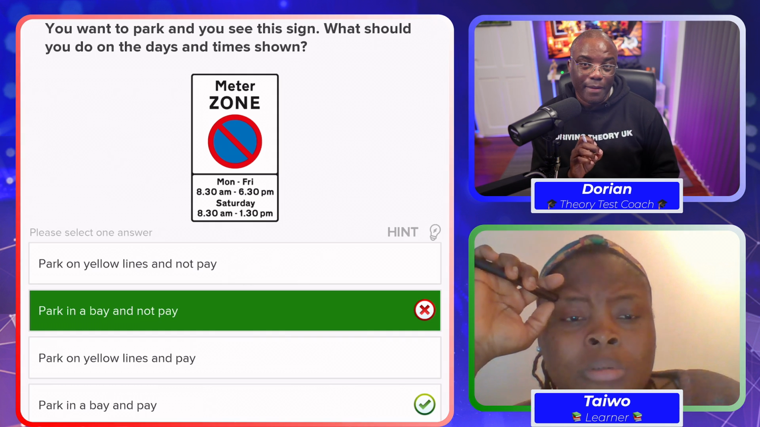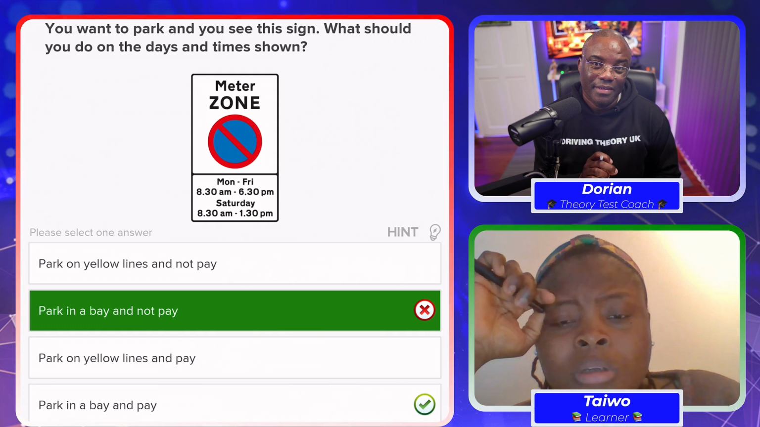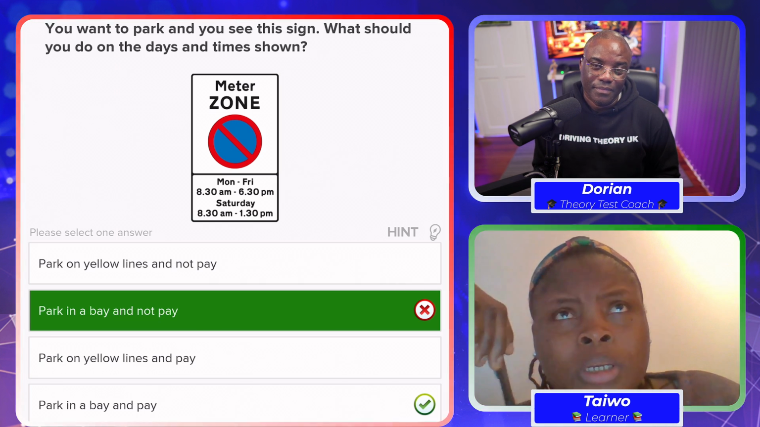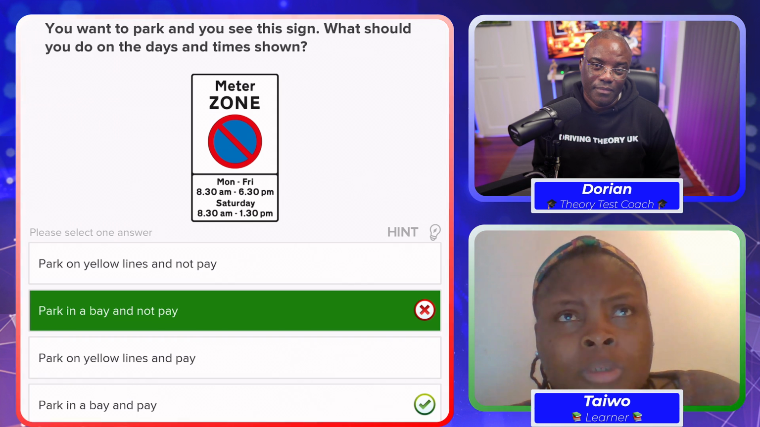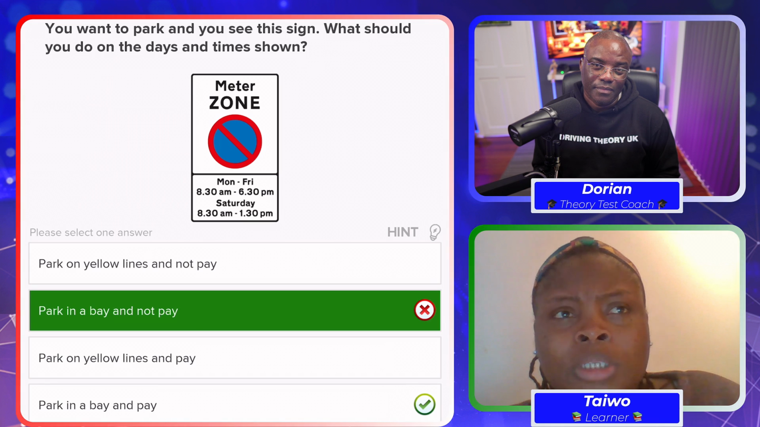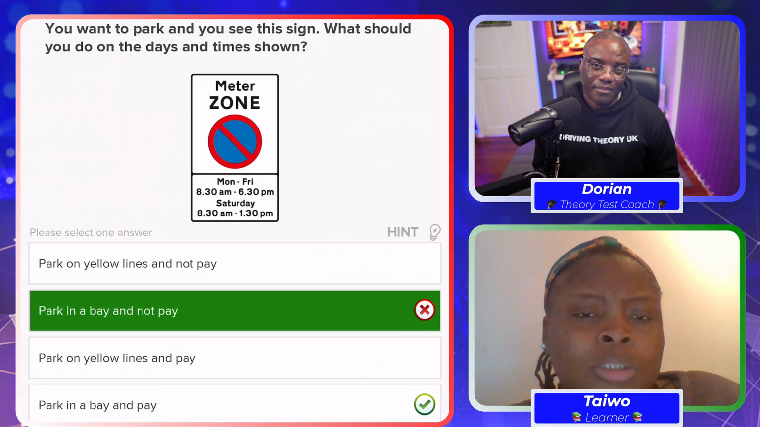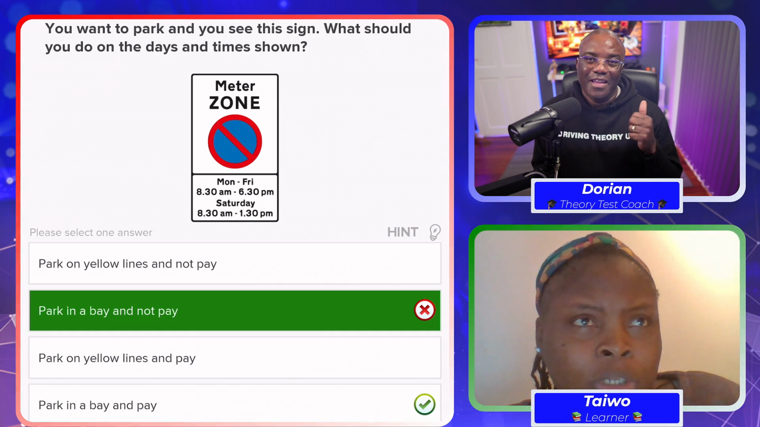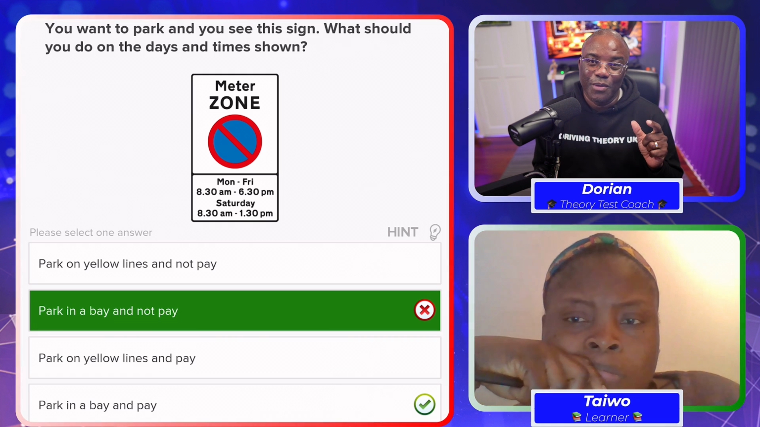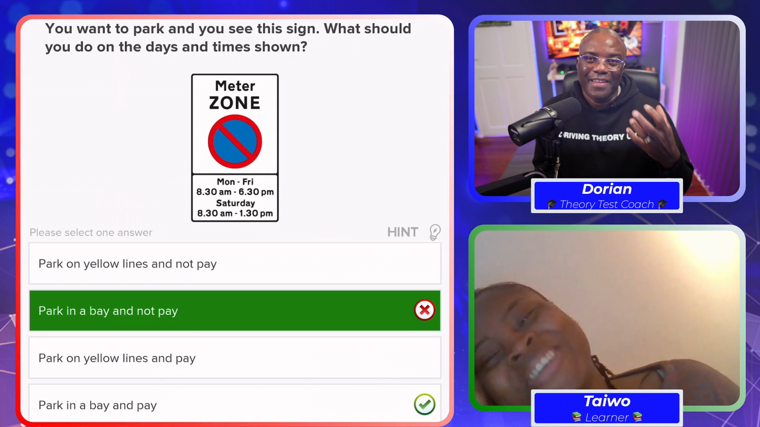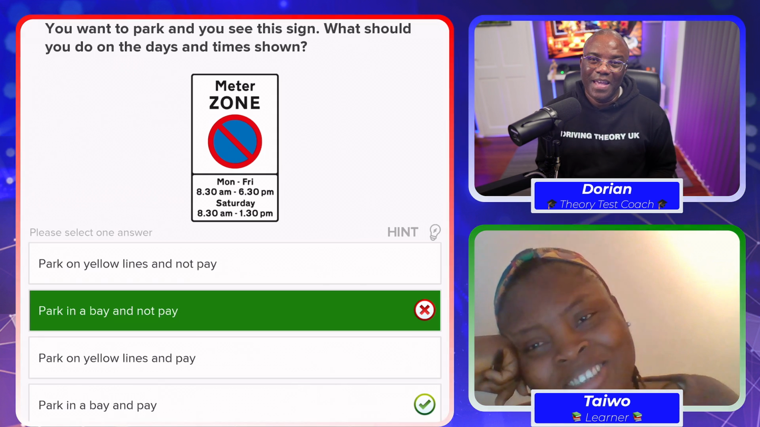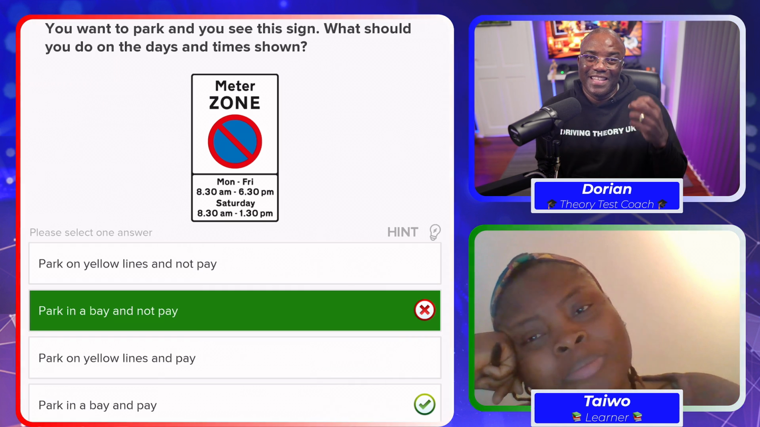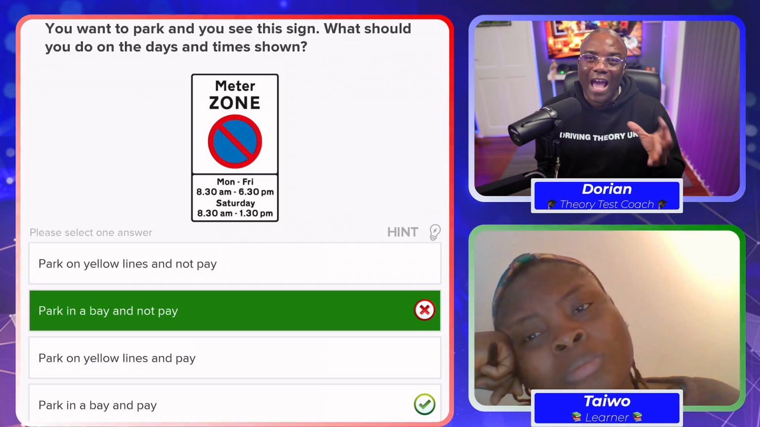And then this one, you said park in the bay and not pay. You want to park in the bay and pay. Because most times when I go out and I have to park, if I don't park on a one-way street, there are some parking lots that you don't pay. That's your mistake. You're making it personal. You're looking for an answer that's related to you. That's why you're going for the wrong options. You said there's some bays near me where I can park, but I don't have to pay. That's the answer you chose.